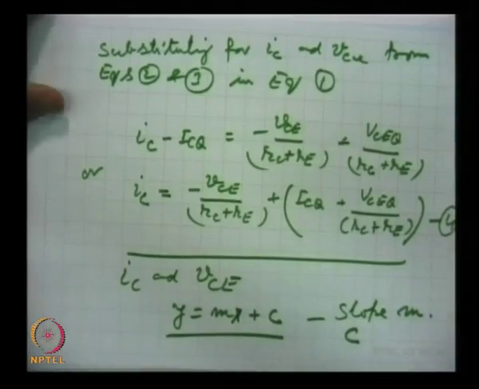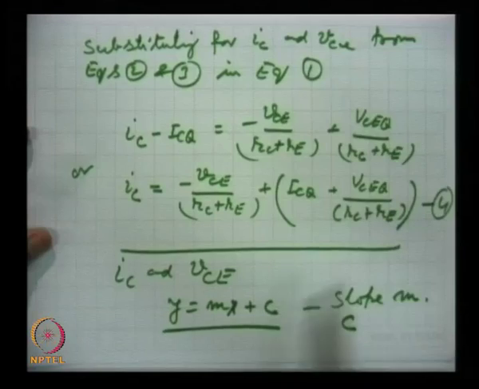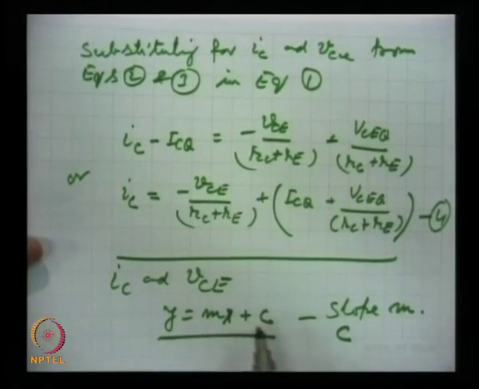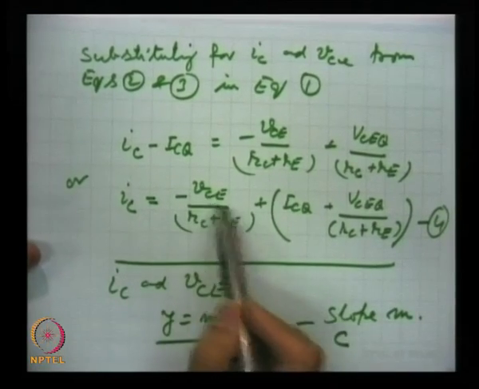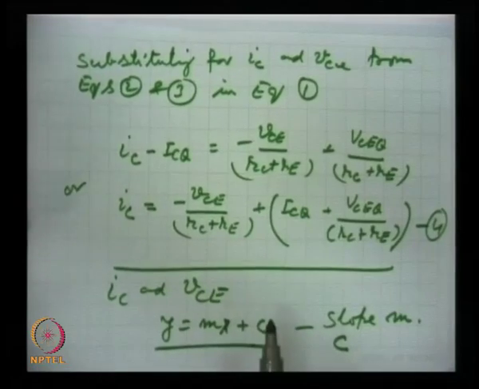Similarly, we can do it here. This is the equation of the straight line, like y is equal to mx plus c, and this can be plotted by taking IC equal to 0 or VC equal to 0, the 2 points. This is how the straight lines are plotted.